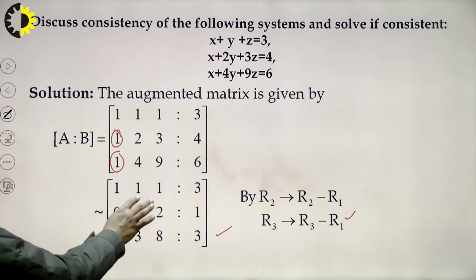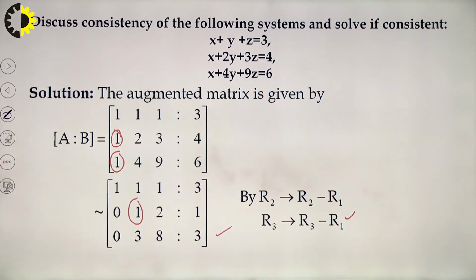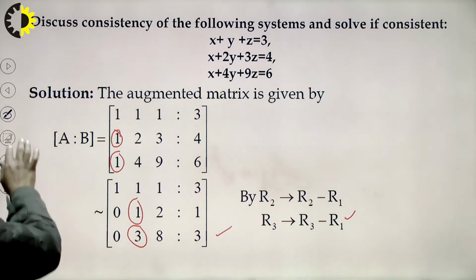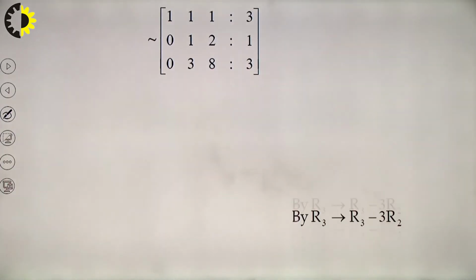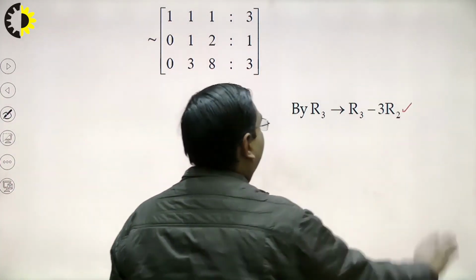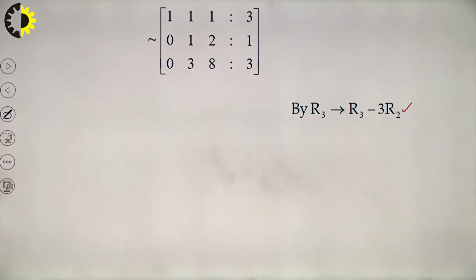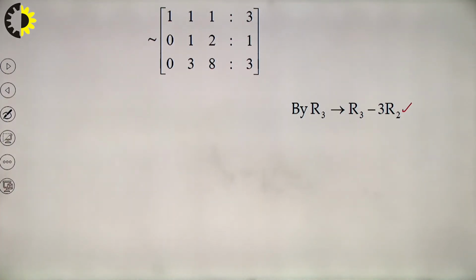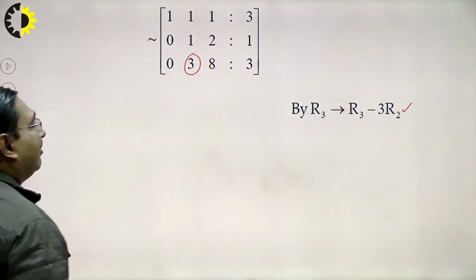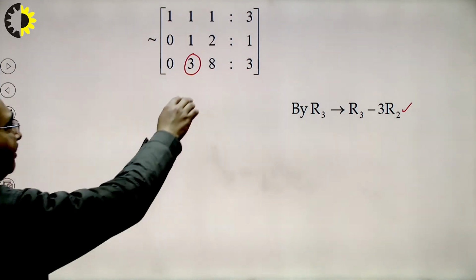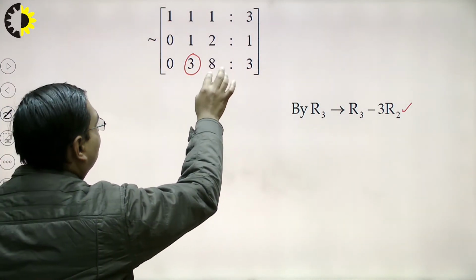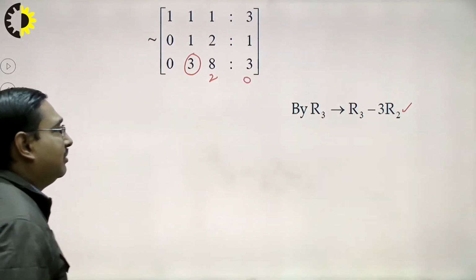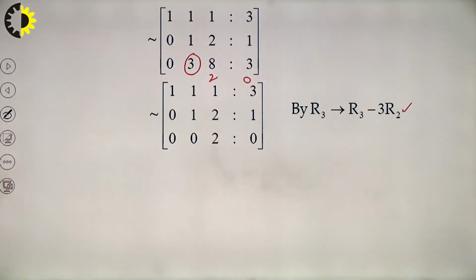Now this element is already 1. With the help of this one, this element 3 will be transformed to 0, and for this I shall again apply the suitable transformation, which is here R3 replaced by R3 minus 3R2. Applying this transformation, this element will become 0, and this element will be 8 minus 3 times 2, that is 2, and 3 minus 3 times 1, that will be 0. So I obtain this matrix.